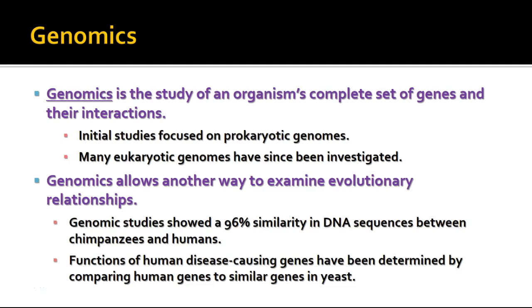This is how we know that we have a 96% similarity in DNA sequences between chimpanzees and humans. We can also figure out functions of disease-causing genes because we can compare human genes to similar genes in yeast and other kinds of organisms. And so this lets us see similarities and differences between disease-causing genes, between individuals, between species. There's a lot of useful things we can get from the science of genomics.